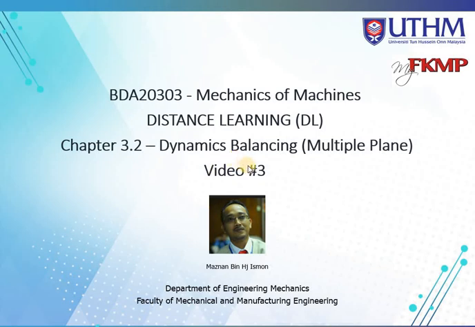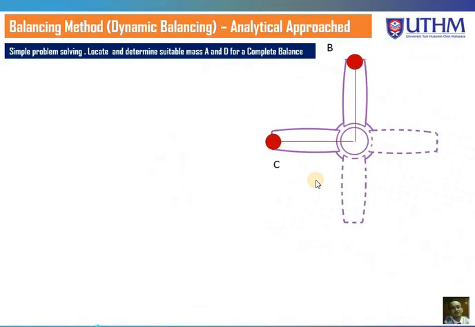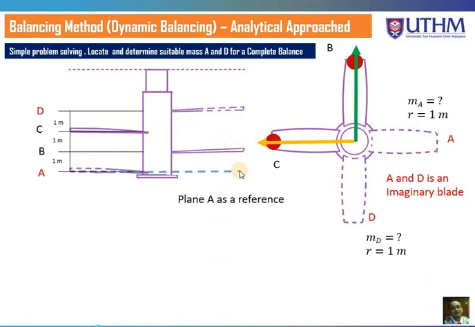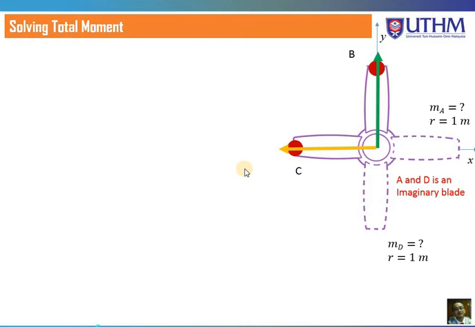Still at the same topic, dynamic balancing, but this is video 3. We will focus on the analytical approach. The same problem given in video 2, we are trying to solve it using an analytical approach. So this is the imaginary blade of A and D. This is the orientation at different planes of the blades A, B, C and D. We are still taking plane A as a reference plane.